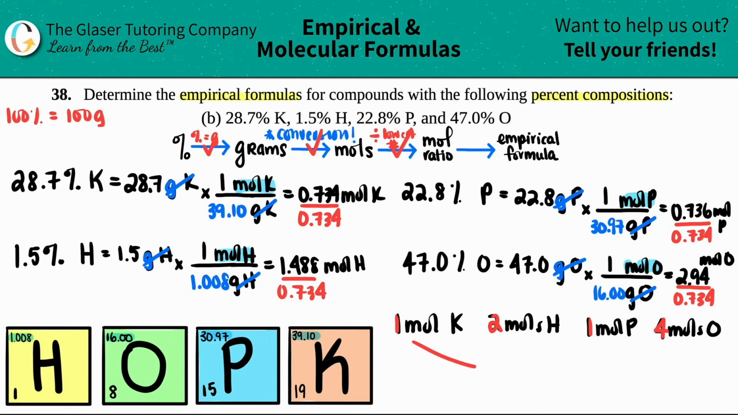Now we just have to take these numbers and put them into our empirical formula. Well, start from left to right. I have a potassium, I have a K, and I have only 1 of them. You can put a 1, but technically you don't have to. Then I have hydrogen. I have 2 of them, so I have to say I have 2. I have 1 phosphorus, so I put a P there. And then I have 4 oxygens, so O4. And that is your empirical formula.